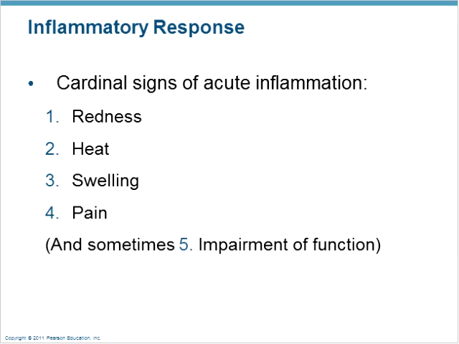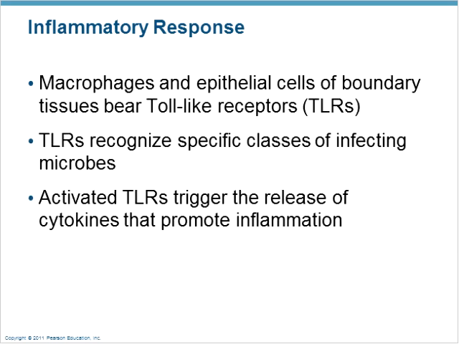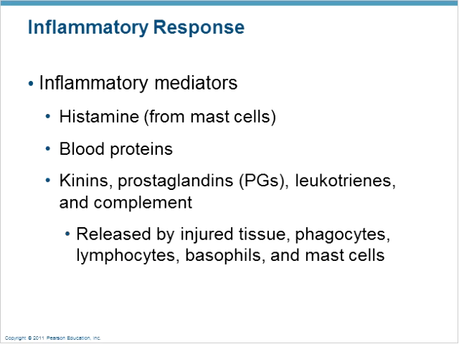The cardinal signs of acute inflammation include redness, heat, swelling, pain, and sometimes immobilization or impairment of function, where the joint can't move because of the swelling, if you will. The inflammatory response involves macrophages we talked about, and the epithelial cells, the boundary tissues, have what are called toll-like receptors, TLRs. The TLRs recognize specific classes of infecting microbes, and activated TLRs trigger the release of what are called cytokines. Cyto means cells, kines means killers, that promote inflammation. So that's another step to promoting inflammation.